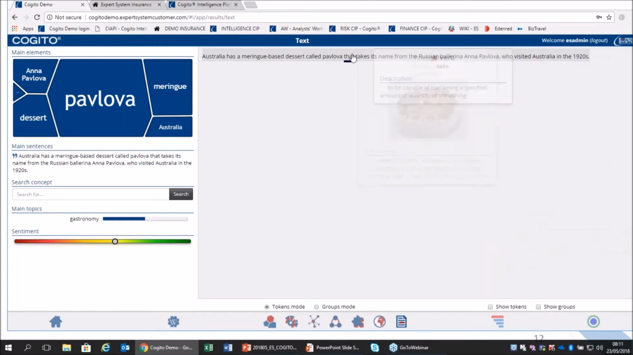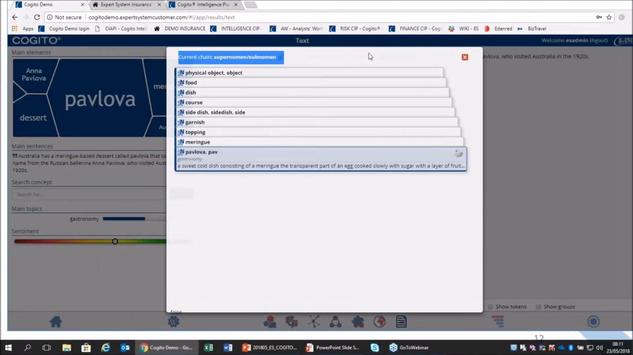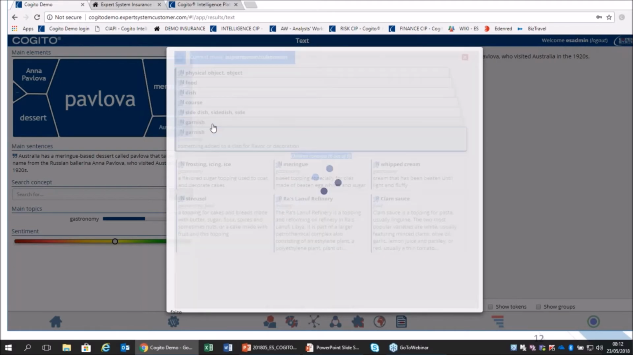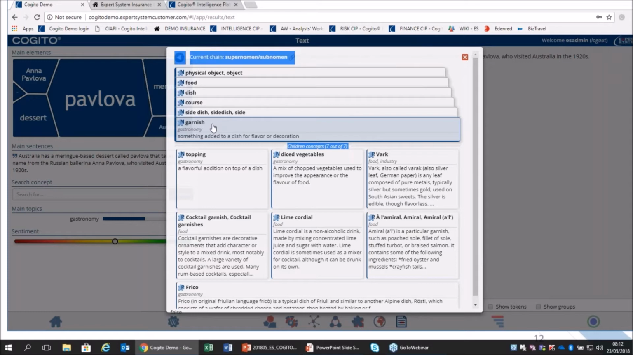In this case, we are able to do this because our core solution is based on a semantic network, a knowledge graph where all concepts are related together. This is an example of Pavlova: we know that it is a sweet cold dish, and all the concepts related with Pavlova are the meringue, which is a topping, a garnish. So it's possible to recognize that it is a dessert because we have a knowledge graph, knowledge information where all the concepts are linked together.